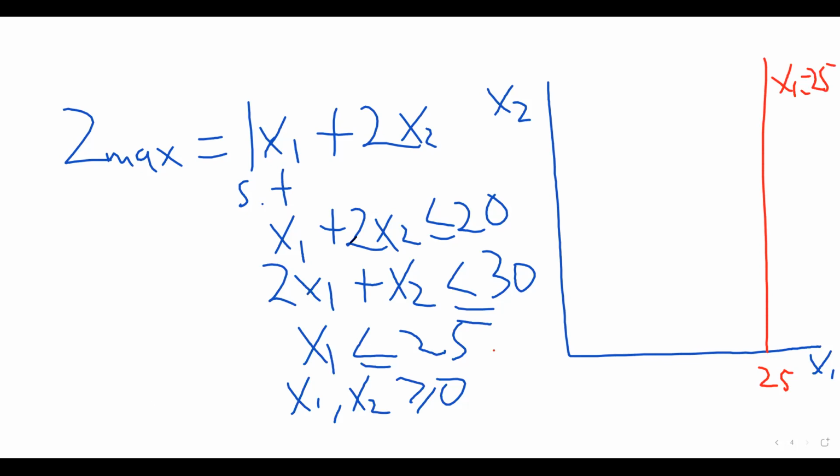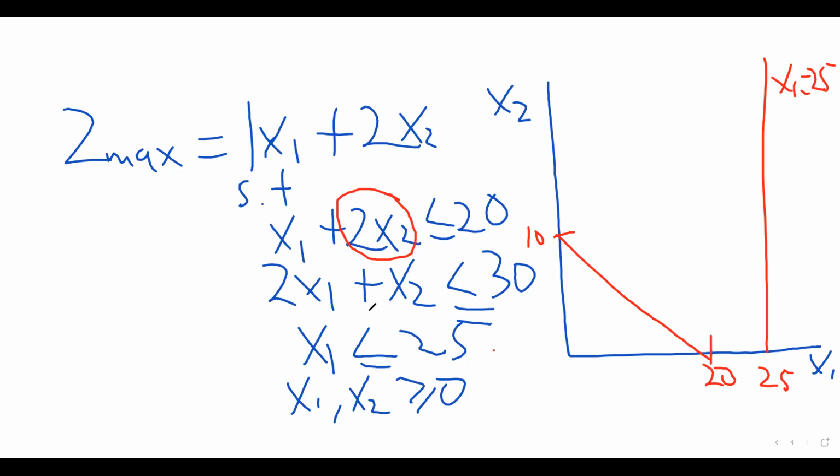Then for the other one, assume x2 is 0, then x1 is what? 20. 20 will be below 25, so you bring it down here and identify our 20. Then if x1 is 0, x2 will be 10, so you get your 10 somewhere here. Then we join these two points and have that first constraint here.